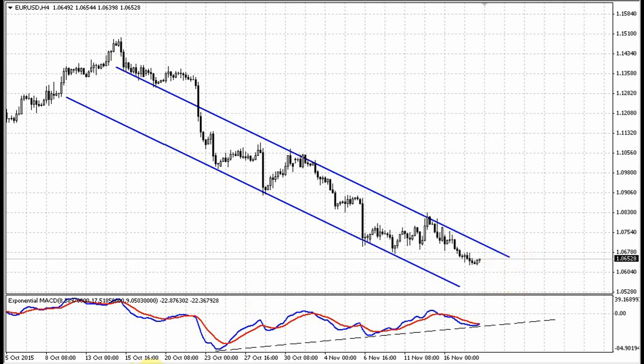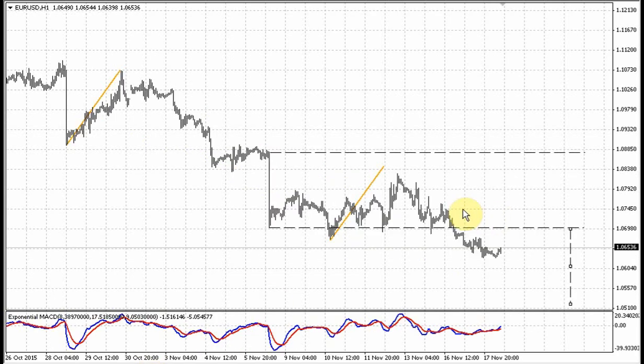I right now see only one tool that could let us estimate the short-term target. First of all, take a look at the harmonic retracements that the market is forming right now on the way down. We could take this harmonic retracement into consideration, and when the market starts the next retracement, we will try to use it.